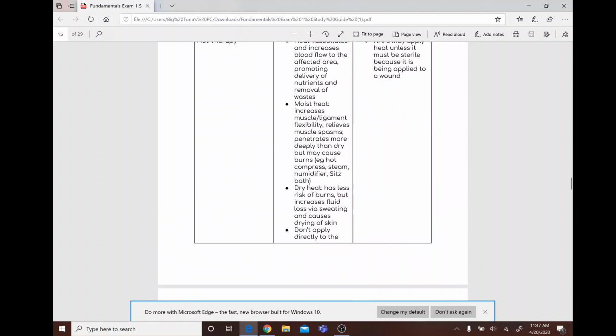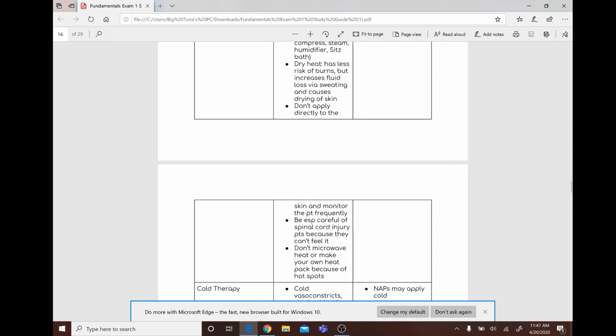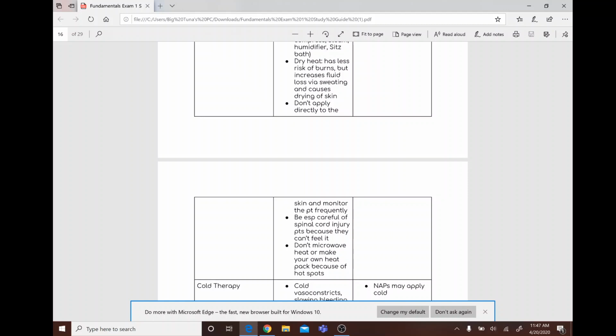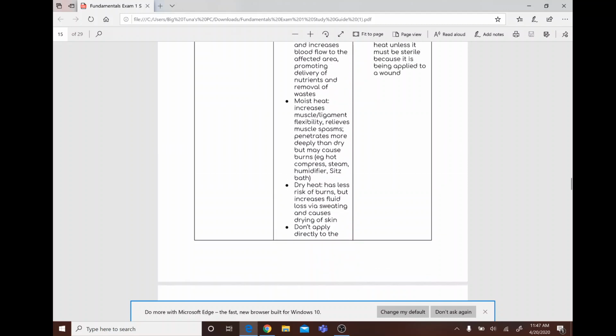In terms of safety, how are we going to deal with hot therapy? Monitor them frequently and do not apply it directly to their skin. What type of patient would we be very careful with when using hot therapy? Spinal cord injury patients because they cannot feel it.